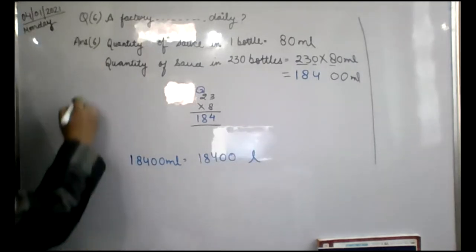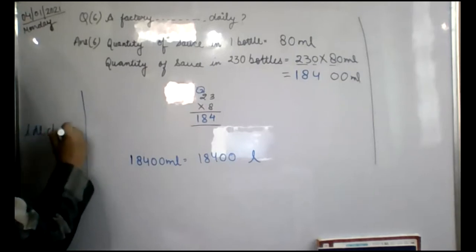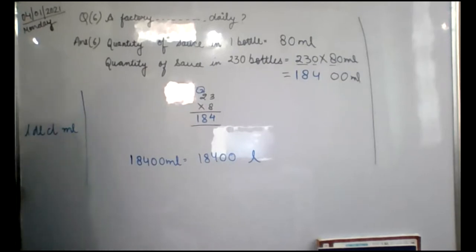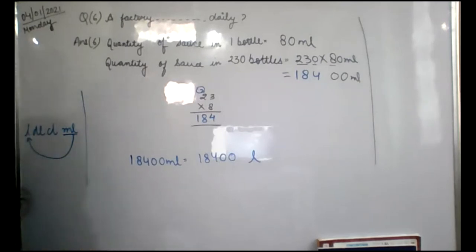As you know, I'm writing down the table here. L, DL, CL, ML. This is the table. The question is given to us in milliliters and we have to convert it to liters. So what will you do? Multiply or divide? What will we do?